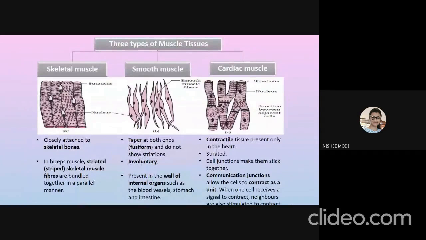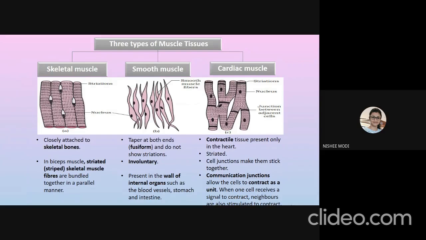There are three types of muscle tissue: skeletal, smooth, and cardiac. First is skeletal muscle. It is closely attached to the skeletal bones, hence it is named skeletal muscle. In the bicep muscle, striated skeletal muscle fibers are found. As you can see in the image, the muscles have striations on the surface, and they are bundled together in a parallel manner.